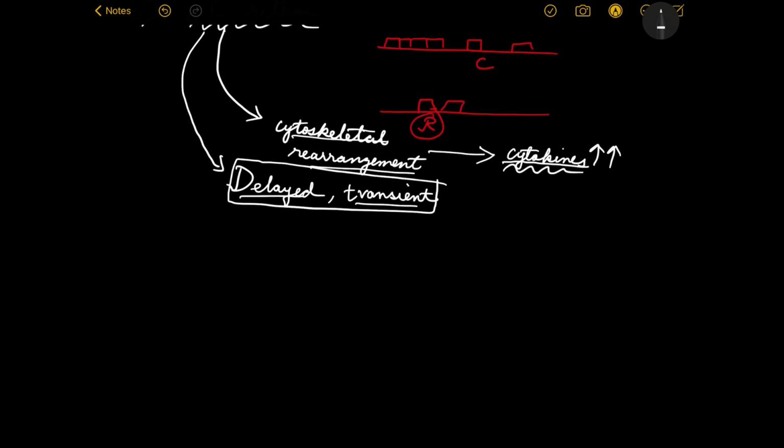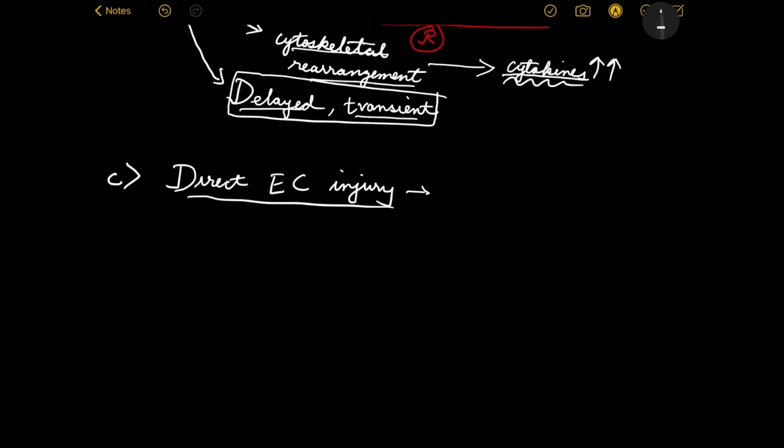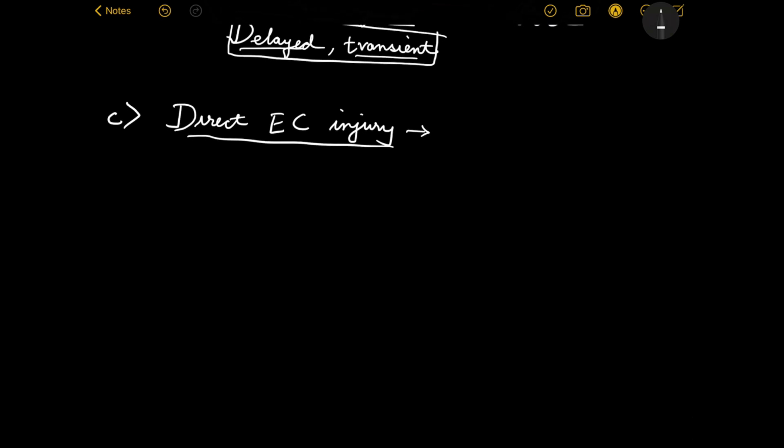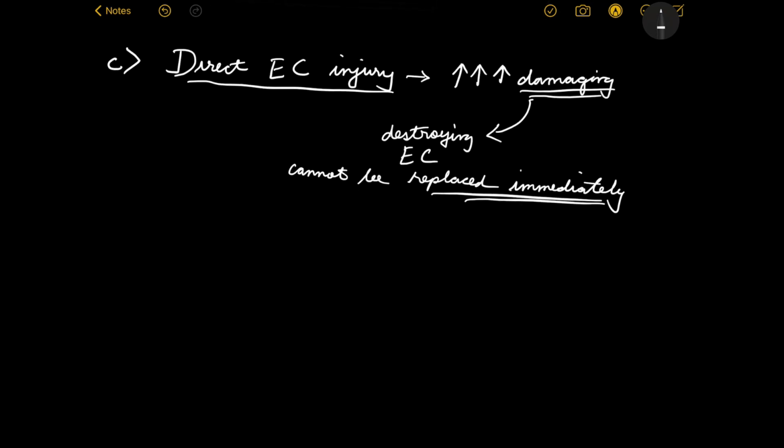Okay. Now, let's move on to the next one, which is direct endothelial cell injury. Now, suppose you have something in your body which is very highly damaging, so much so, the damage is so much that it is completely destroying the endothelial cells. And these damaged and destroyed endothelial cells cannot be replaced immediately. Obviously, that is obvious because that will take some time, but the destruction is at a much higher rate than the renewal. Then that would create some spaces and hence that would increase the vascular permeability.